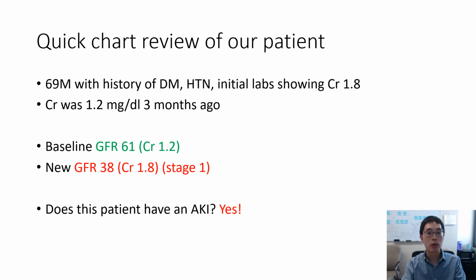So if we go back to our patient, that 69-year-old gentleman with a history of diabetes and hypertension with the lab showing 1.8, we go back to the chart and see that the creatinine was 1.2 three months ago. If we calculate the GFR, the baseline creatinine of 1.2 gave a GFR of 61, and the new creatinine of 1.8 gives a GFR of 38. Based upon the 0.6 rise in the creatinine, we know that this is at least stage 1 AKI. Now, does this patient have an AKI? I would say yes. There is about a 20-point drop in the GFR, so that is quite significant, absolutely.